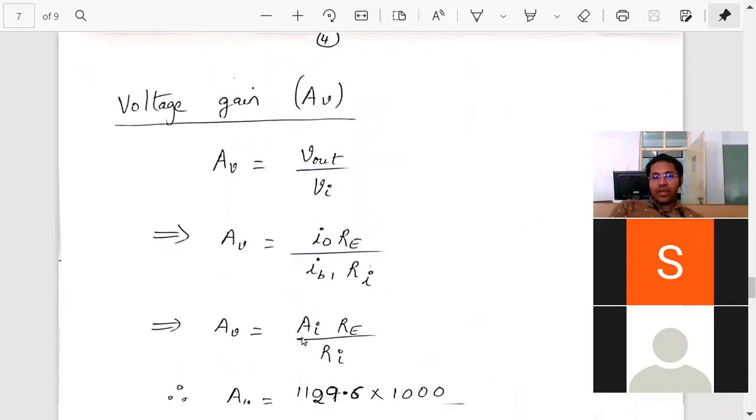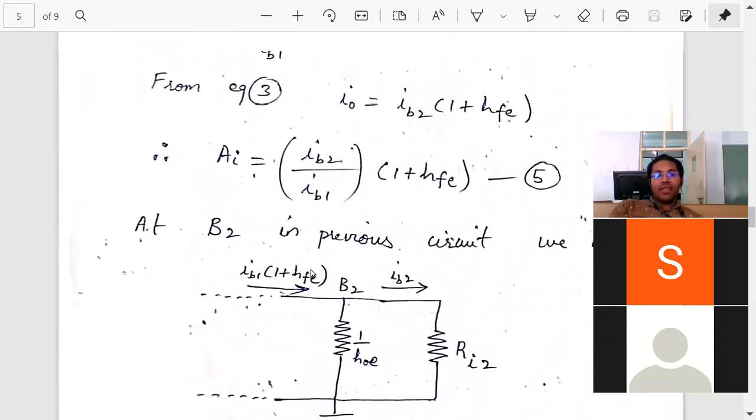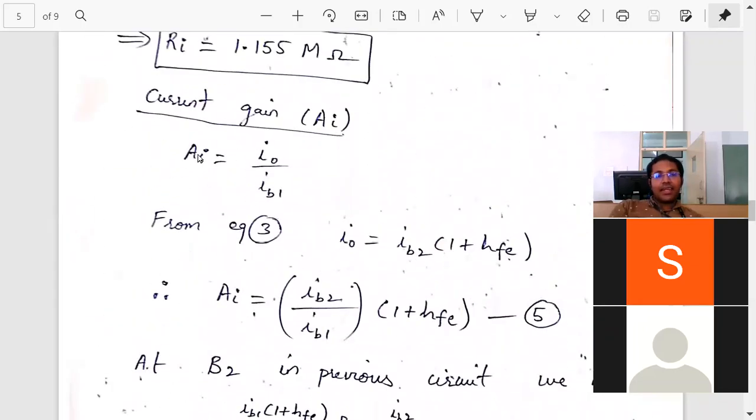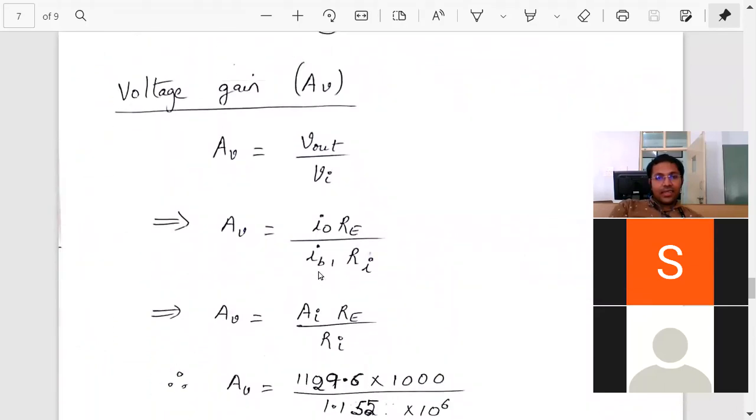Why do I want to do this? Because I naught by IB1 is nothing but current gain, which we have already derived. That is why we want to represent it like this. So next, I naught by IB1 we are representing as AI, remaining terms as they are. Now AI also we calculated, RI we calculated yesterday.